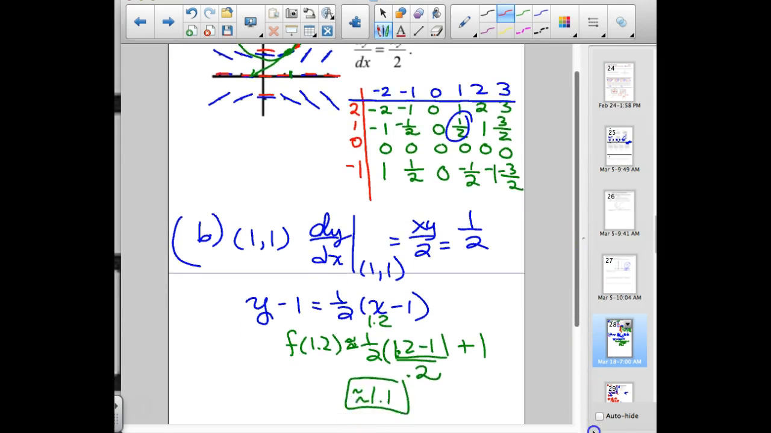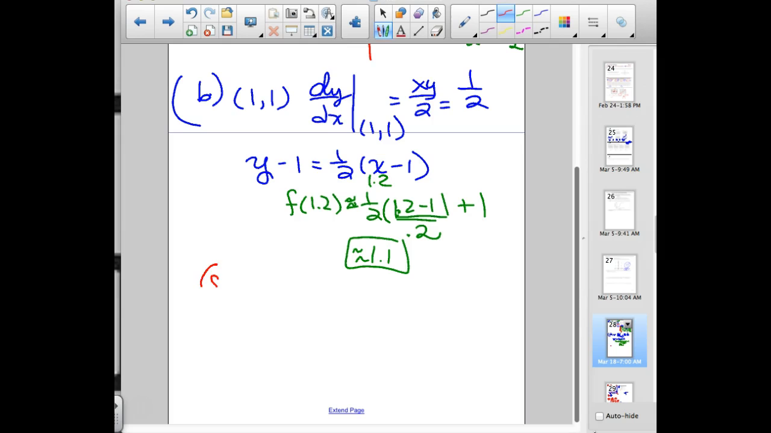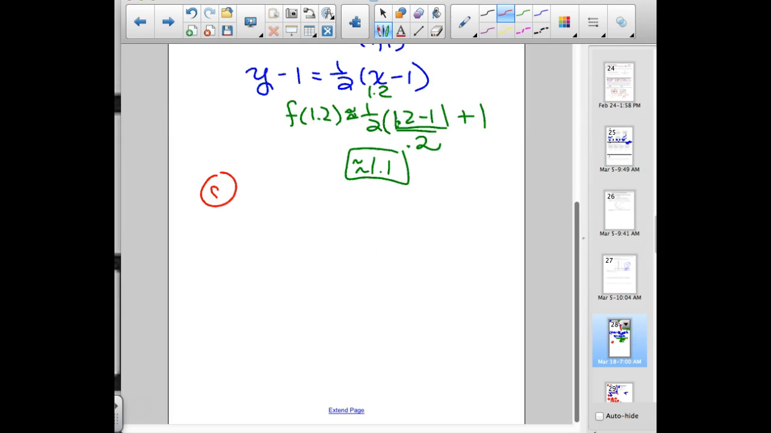So now for part C, it says now go solve it. Like I don't want you to use a line to approximate it. I want an equation for that function. So it says find the particular solution. So here's what we've got.